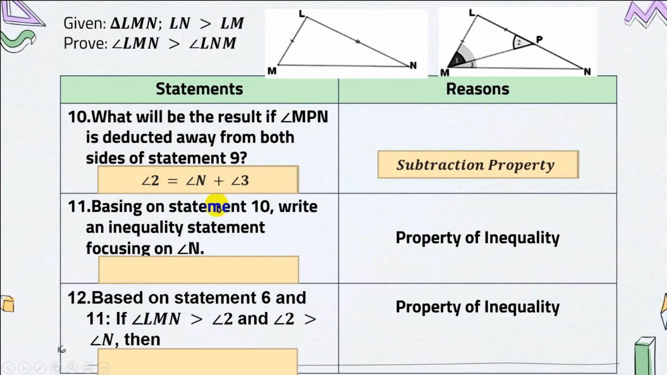At ito na po yung result. Magiging equal lang sa angle 2 yung angle N at angle 3 pag pinag-add sila. So, kapag inalis natin si angle 3, mas maliit na si angle N kaysa kay angle 2. So, that means angle 2 is greater than angle N.